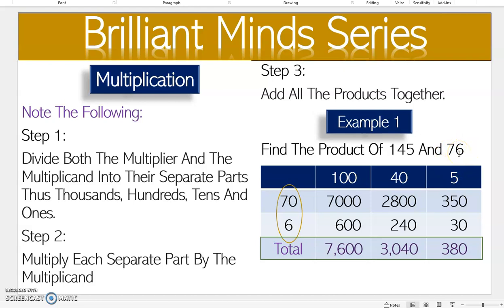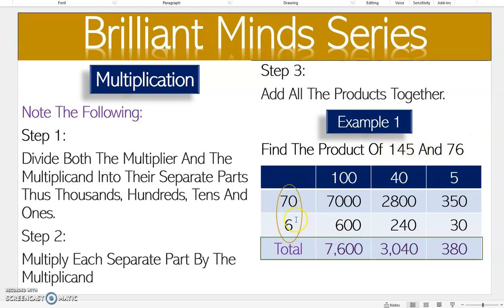We are going to separate it into thousands, hundreds, tens, and ones. 76 will be 70 and then 6, so tens and then ones. And then the multiplicand, which is 145, we are going to separate into 100, tens, and ones. So we're going to have 100, 40, and then 5. When you add 140 and 5, you get 145. And when you add 70 and 6, we get 76. So don't forget that we always bring the multiplier in the vertical column and the multiplicand on the horizontal column.